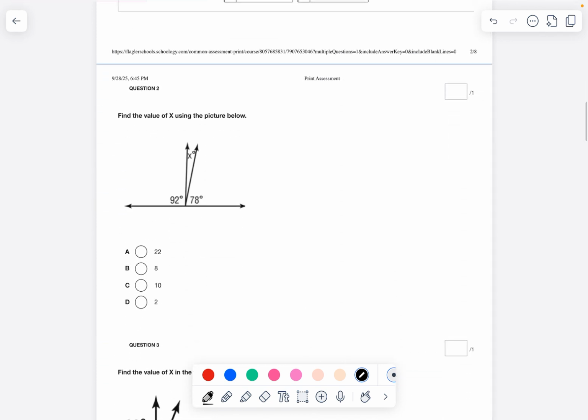For question 2, they wanted us to find the value of x using the picture. Clearly, we have a straight line here. So all those angles together must equal 180 degrees. So I would set that up to be 92 plus 78 plus x equals 180. I can combine my like terms.